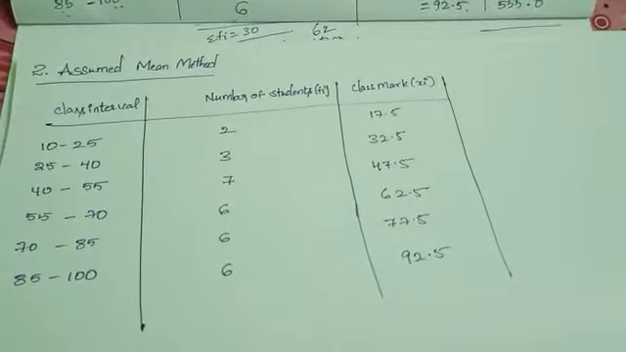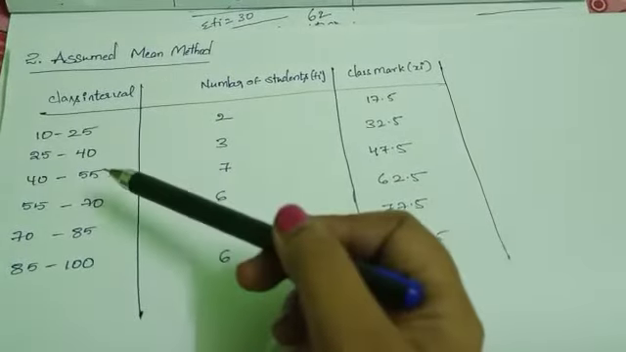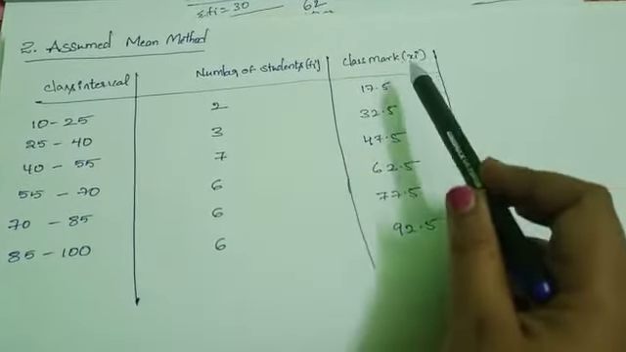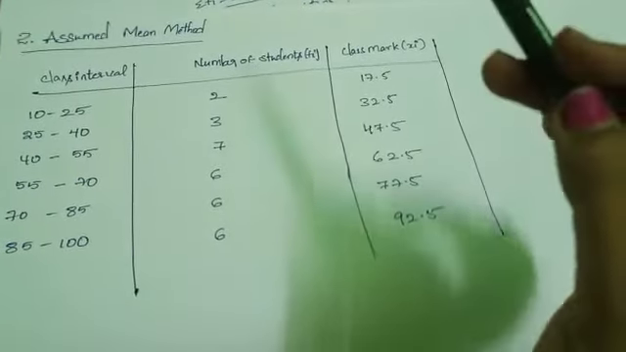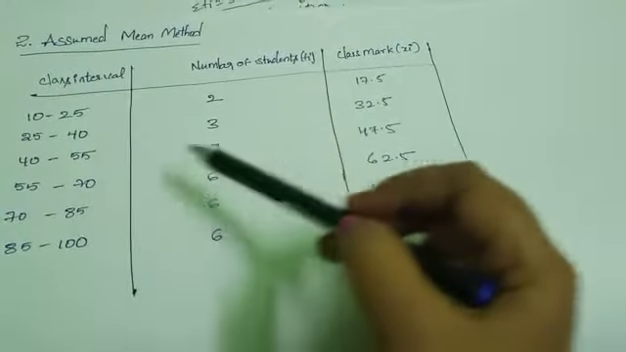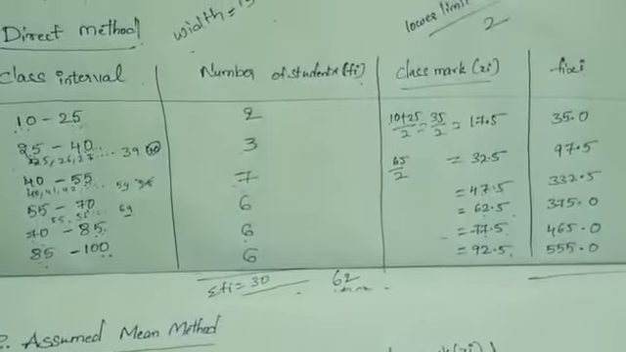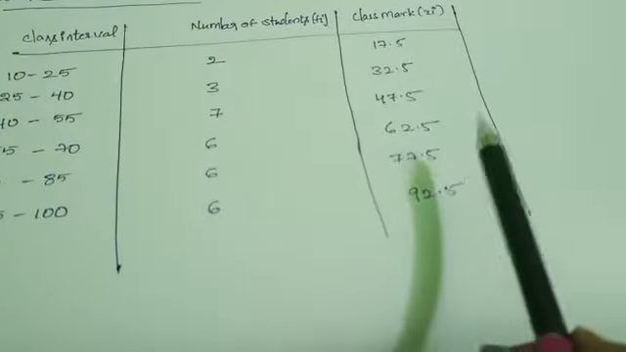Write three columns: first column class interval, second column number of students, and third column class mark. Here we have to find the mean value for the previous problem. The three columns are the same for both the direct method and the assumed mean method. This is the direct method, this is the assumed mean method.